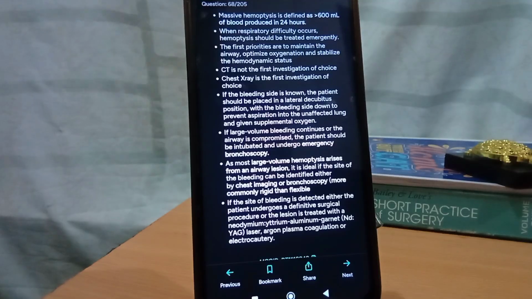As most large volume hemoptysis arises from an airway lesion, it is ideal if the site of the bleeding can be identified, either by chest imaging or bronchoscopy.